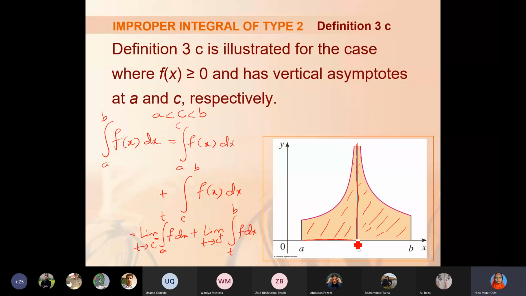We will break this interval into two parts. First from a to c, and then t approaches c, and then from c to b, and then t approaches c from the right hand side. Right? This is how you will integrate this. So these three cases are the improper integrals of type 2.